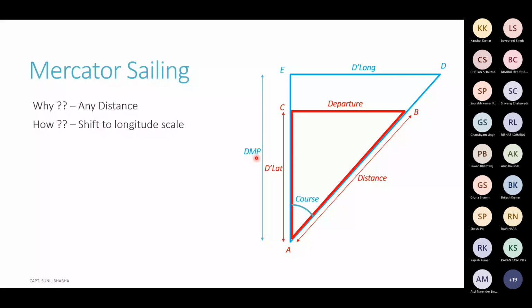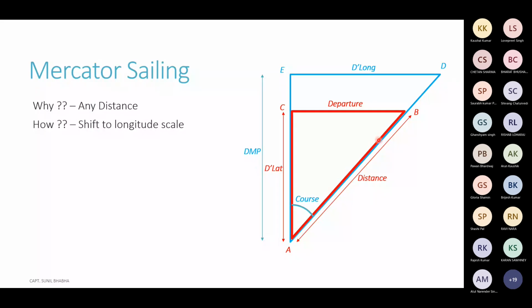So measuring this side in DMP basically tells us how many minutes of longitude can be placed between A and B's latitudes. How many minutes of longitude can be placed between A and B? So this is the meaning of DMP, difference of meridional parts. How many minutes of longitude can be placed between the parallel of our initial position A and the parallel of our final position B? So you see we have measured the side AE, the vertical side, in longitude units.